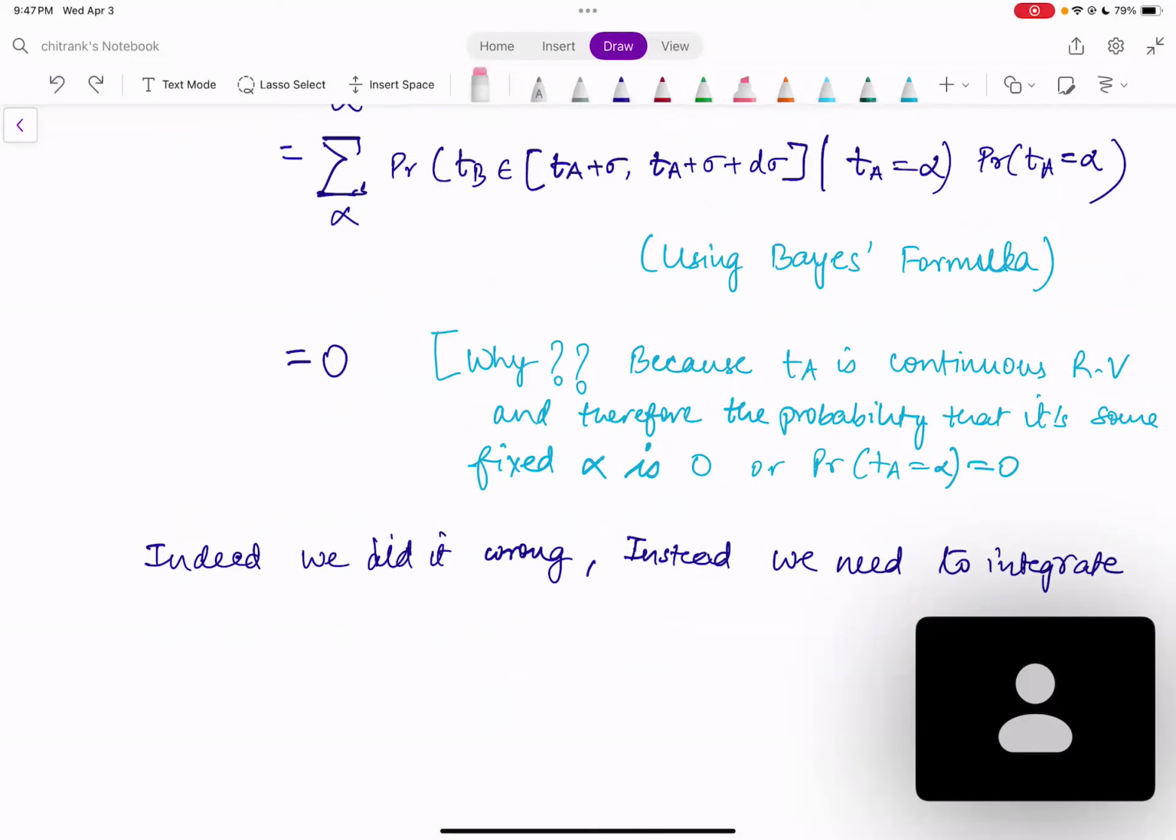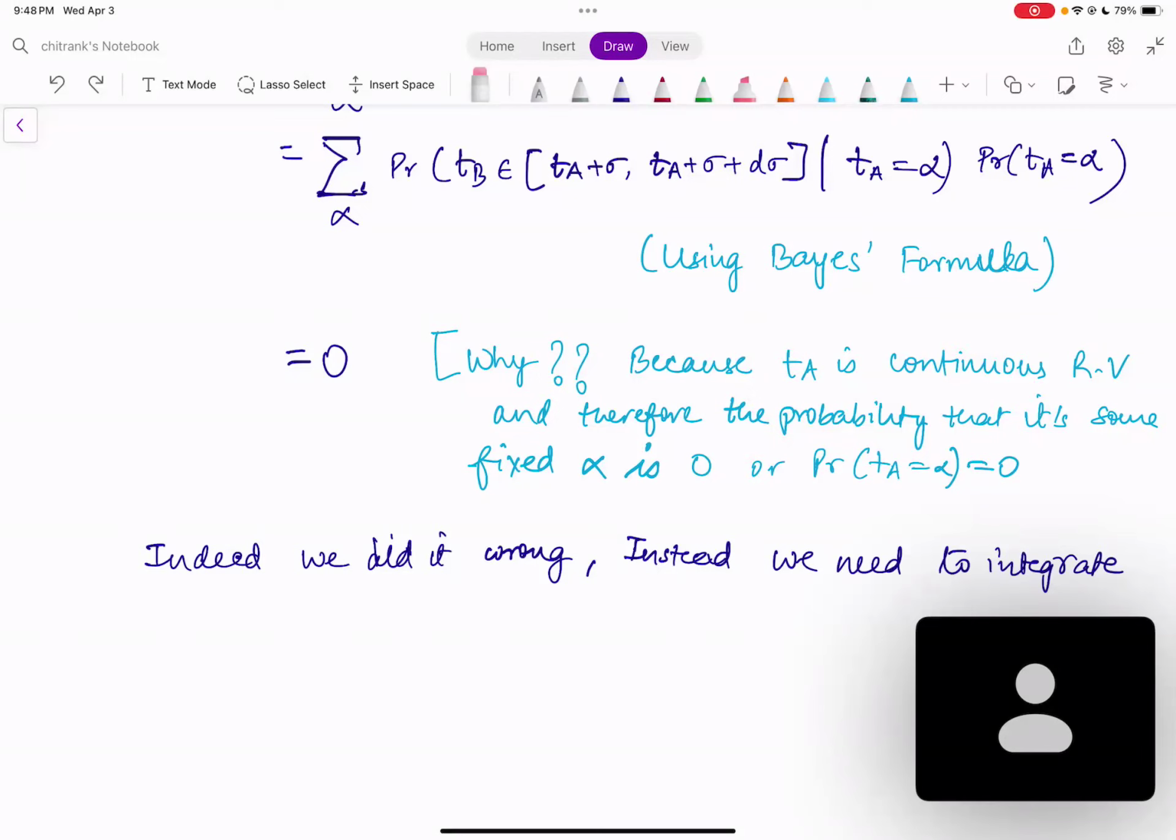What we need to understand is that because TA is continuous, we cannot use this formula. Instead, we have to use the formula corresponding to the continuous random variable case, and that involves summing over the product of the conditional and the prior probability. But for the prior probability, instead of saying that the random variable is some specific value alpha, we say that the random variable lies in a certain range. Again, this is because we are dealing with a continuous random variable.